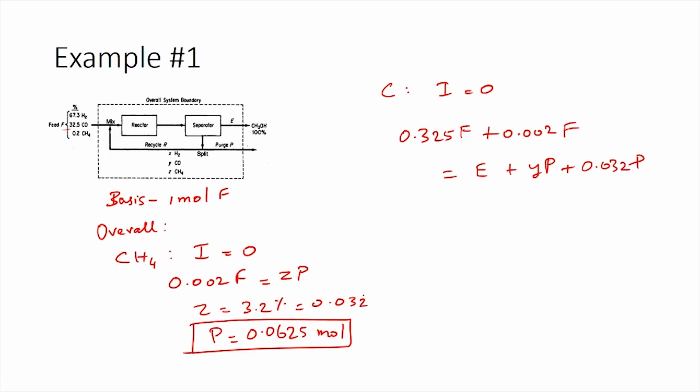So, now that we have this equation, we can simplify this, and we already know the value for P. Using the values for F and P, substituting them, we can simplify this equation to 0.325 equals E plus 0.0625. Let this be equation 1.